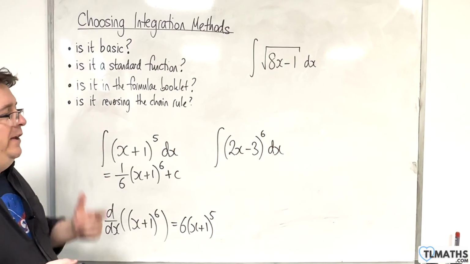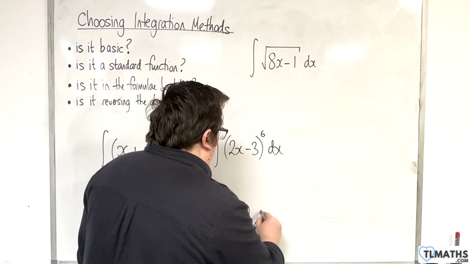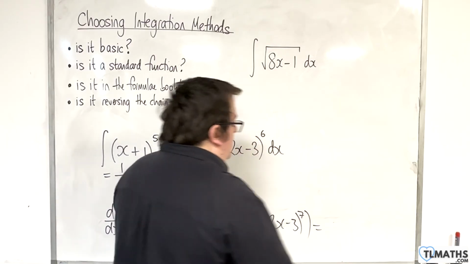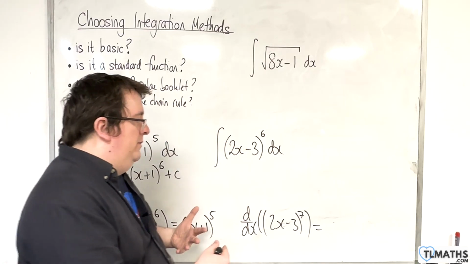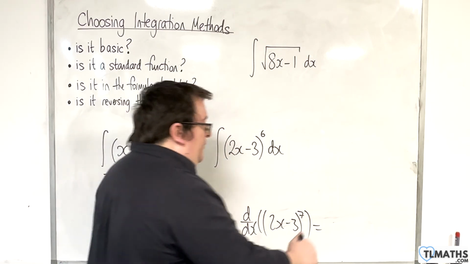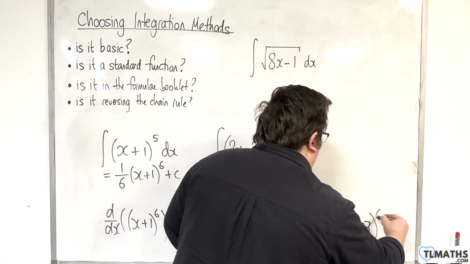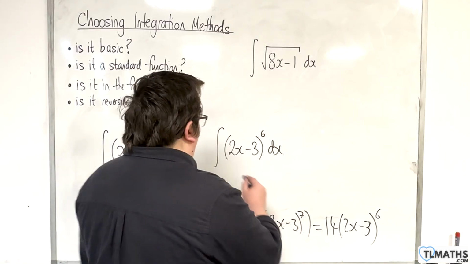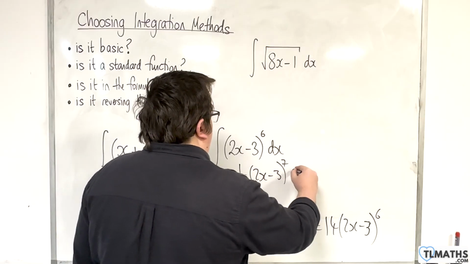So if you try that process with this next one, then we think that we're going to get (2x take away 3) to the 7, right? We add 1 to the power. We differentiate that. So the derivative of the inside is 2, that comes outside, and the 7 comes down to the front. So we've got the 2 out there already, multiplied by the 7 gets me 14, (2x take away 3) to the 6, and then we do 1 over this number. So 1 over 14 comes out the front, (2x take away 3) to the 7, plus c.